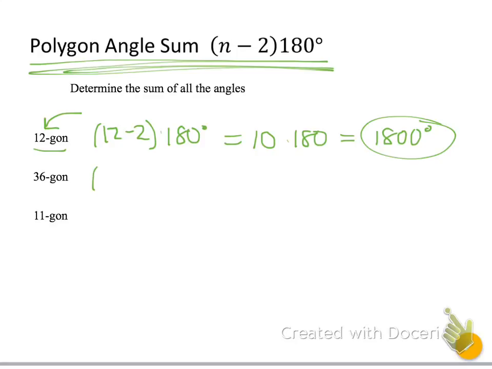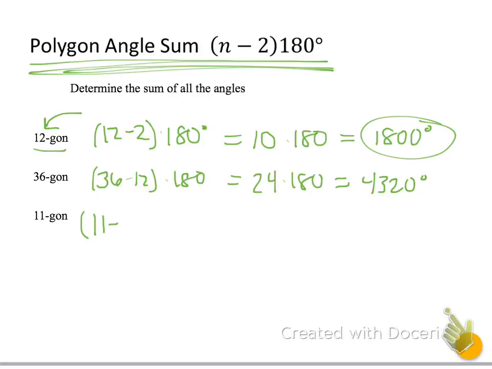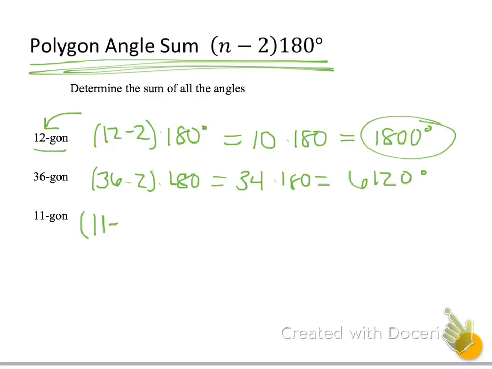For a 36-gon, we're just going to do 36 minus 12 times 180. So 24 times 180, 4,320 degrees. Oops, I didn't mean to do minus 12. Fix that one. So 36 minus 2 times 180 should be 34 times 180. So 34 times 180, 6120. Couldn't even read my own handwriting.